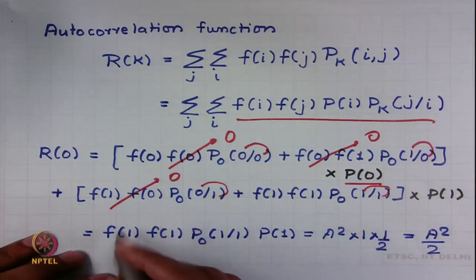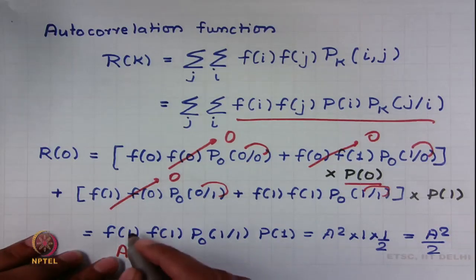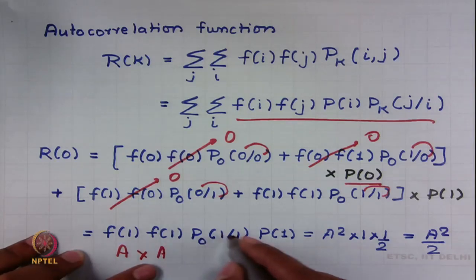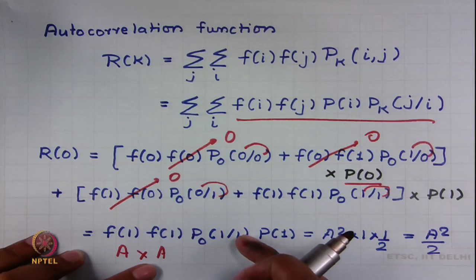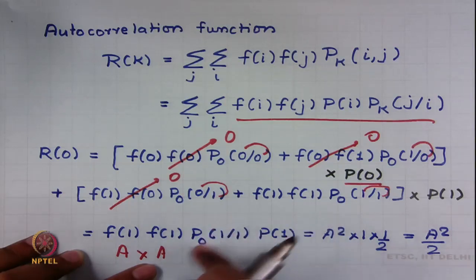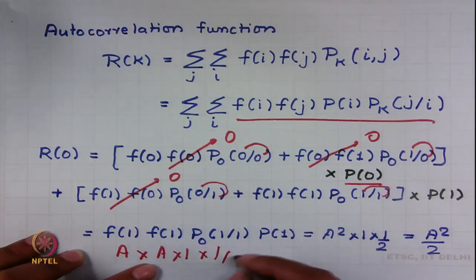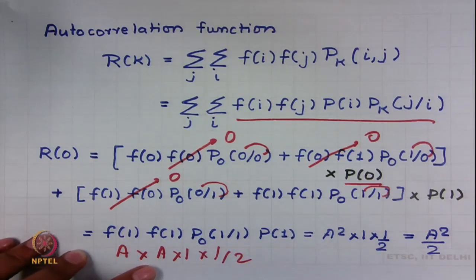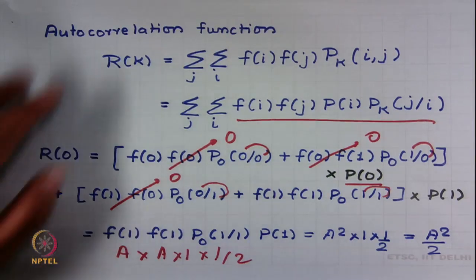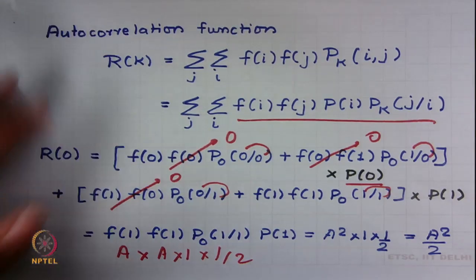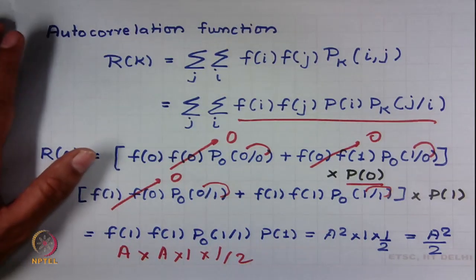So, f of 1 we know is a, the value when I am in state 1 is a, multiplied by a, P 0 1 given 1. So, if I want to move from state 1 to state 1, that probability will be 1, and P of 1, the probability with which I stay in state 1, is half, because both states are equiprobable, and thus I get R of 0 as a square by 2, and this is the similar result that we obtained before, right. And now I am working out this result with the help of Markov chains.